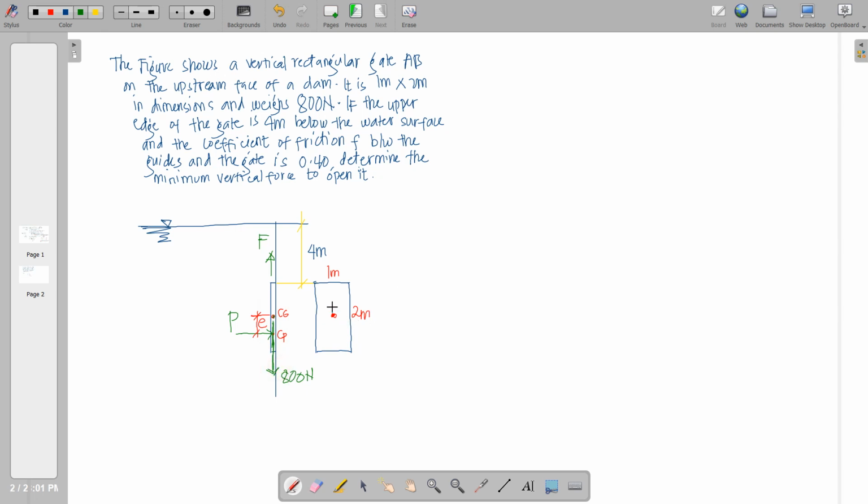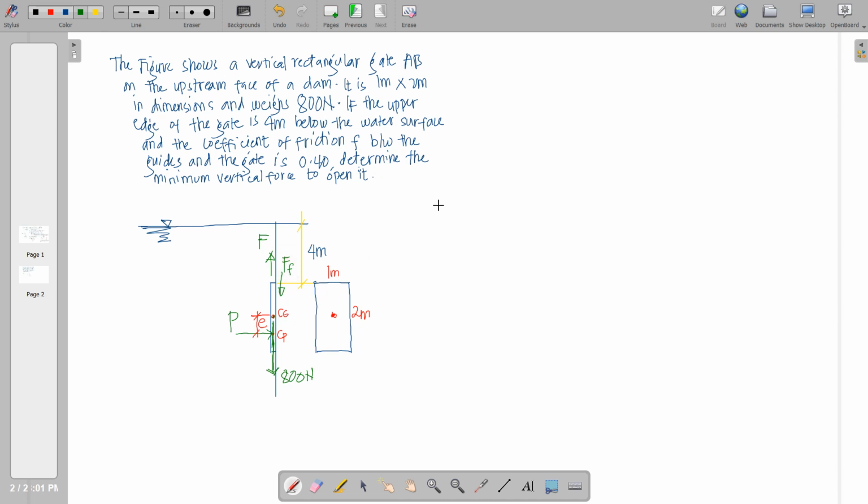And then, of course, if we're going to have a force to lift this gate, there will be a contact between the face and the guides of the gate. Hence, there will be a frictional force in here. So the frictional force is given by F sub F.